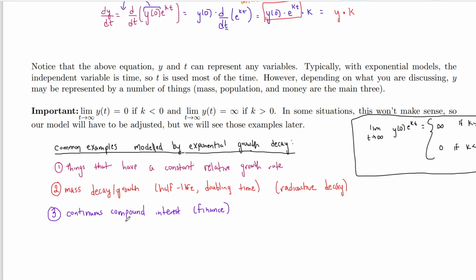And then continuous compound interest. I think this one's probably easier to understand than radioactive decay, because pretty much everyone can relate to money. If you have a bank account that gets, let's say 3% interest, just throwing out a number there, the more money you put into it, the more interest you're going to garner. And that's exactly what exponential growth or decay models. The more or less of something you have, the more or less it grows or decays.